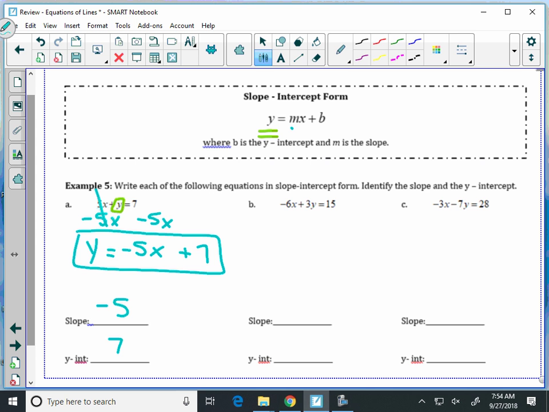So again, to get in slope-intercept form, we have to get y by itself. We always move that x over first. How are we going to move that x over first? Nicholas, how are we going to move that x over?